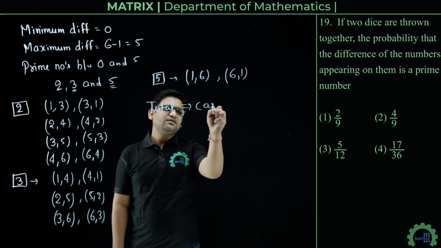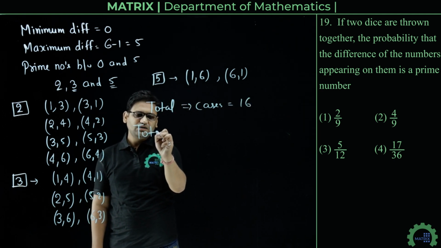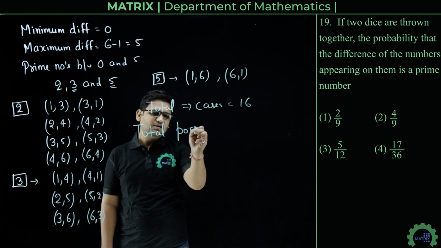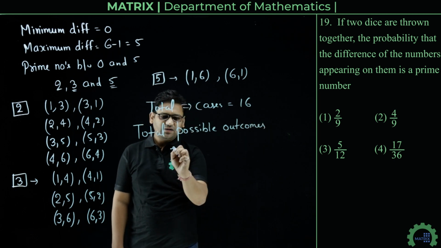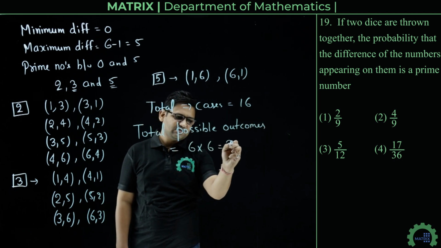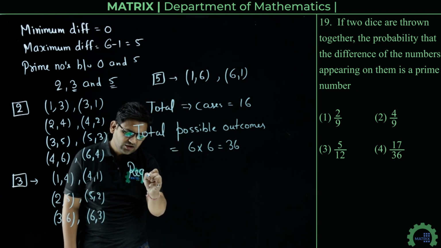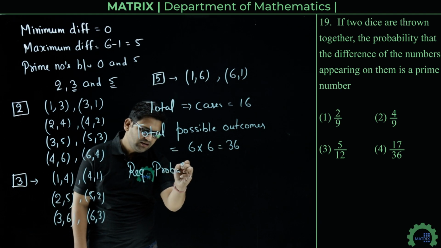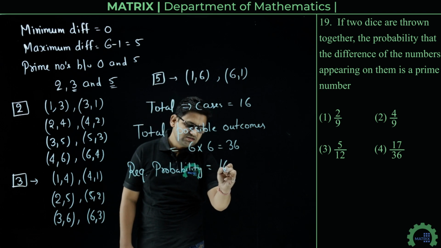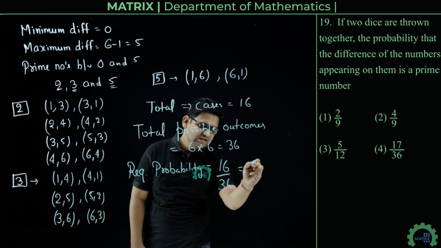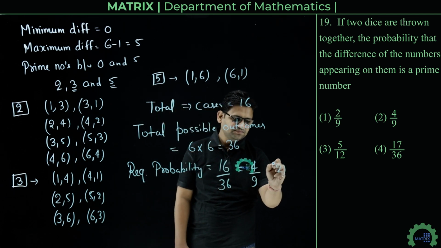Total cases, that is 16, and total possible outcomes will be equals to 6 into 6, that is 36. So the required probability will be 16 upon 36, that is 4 by 9. So option number second is the correct answer.